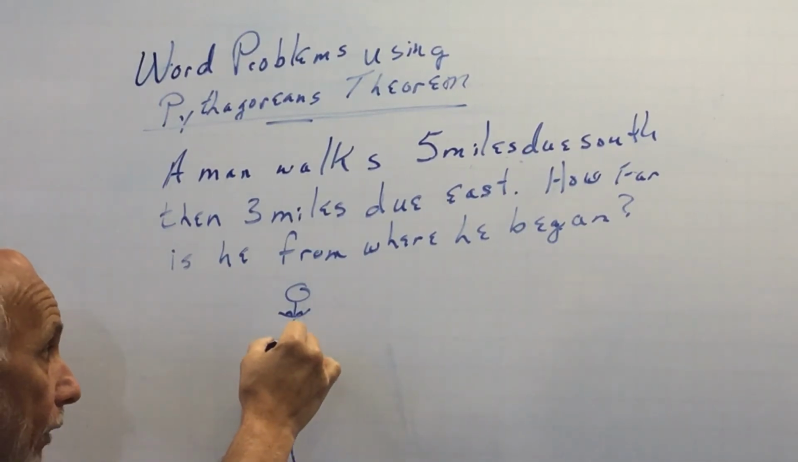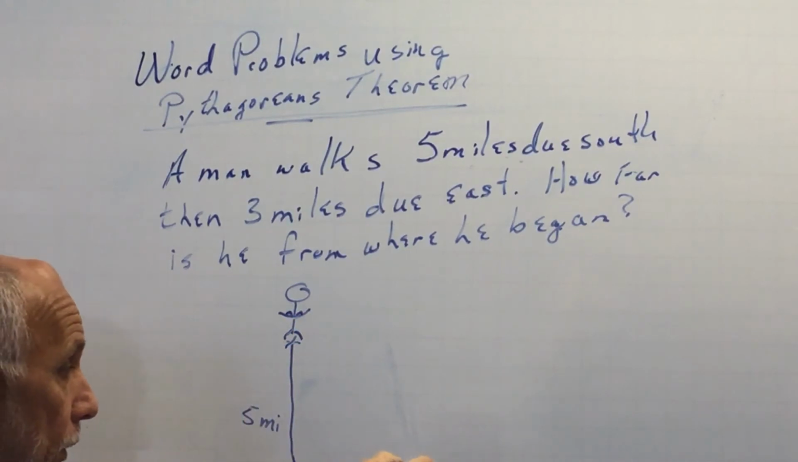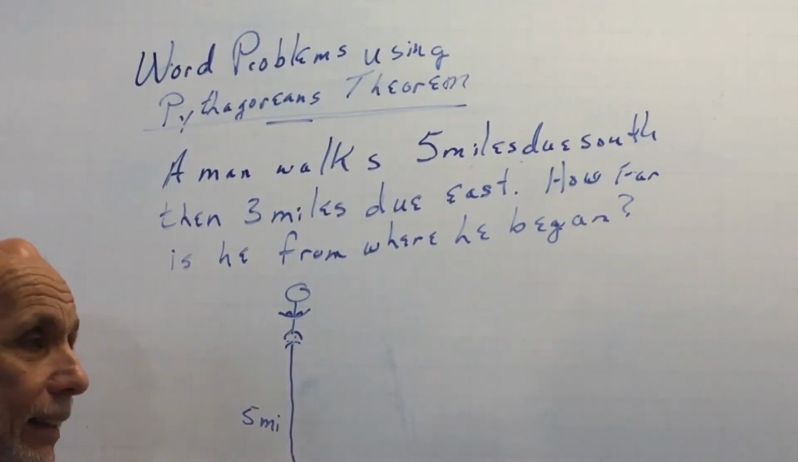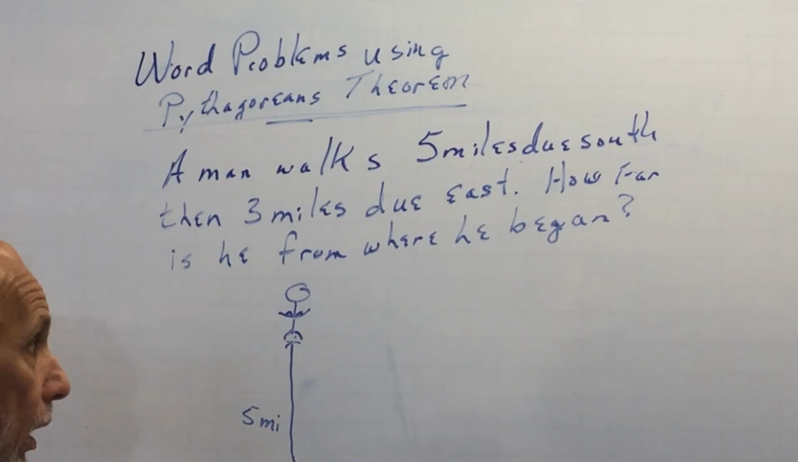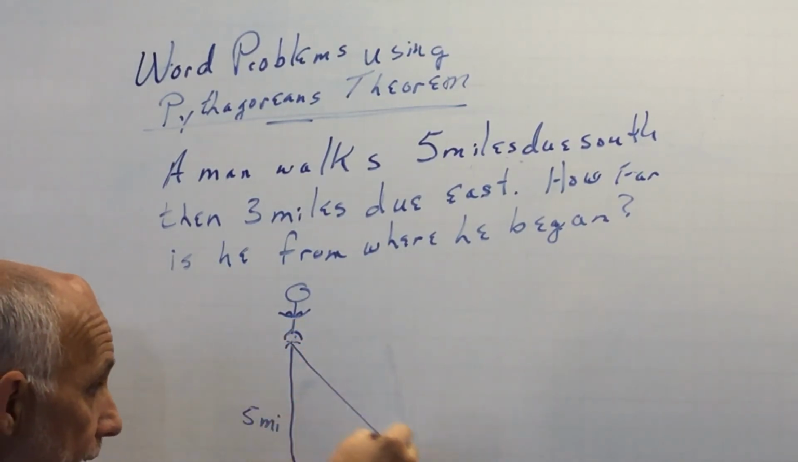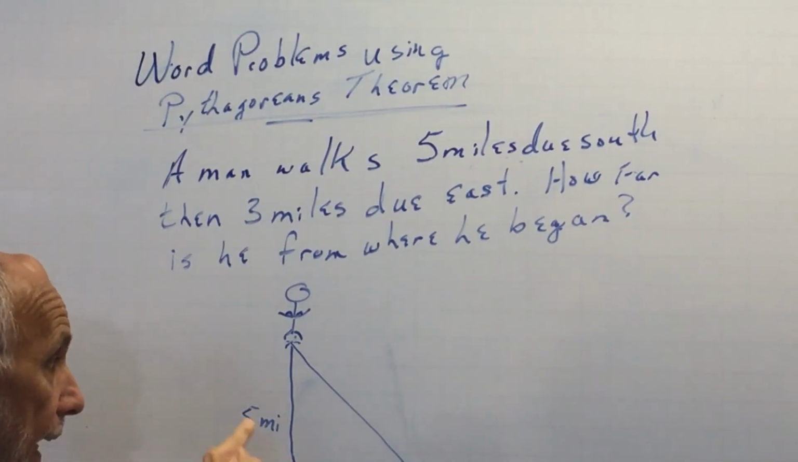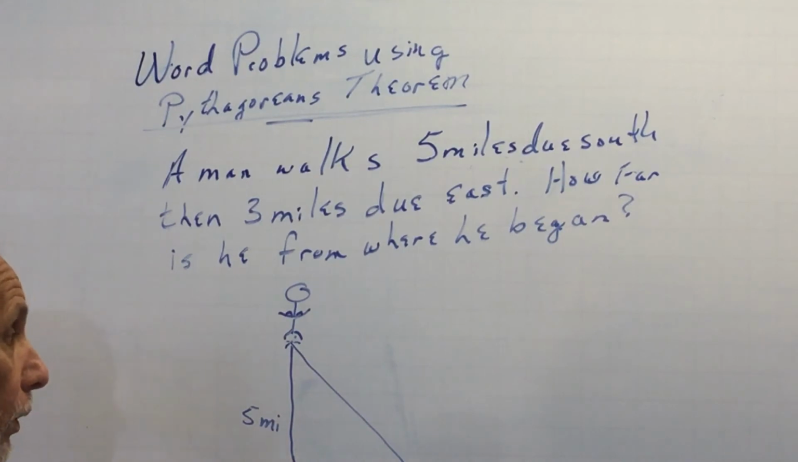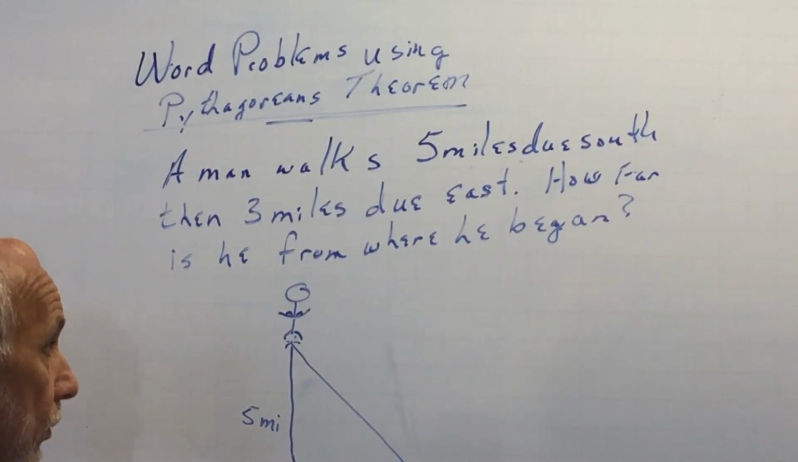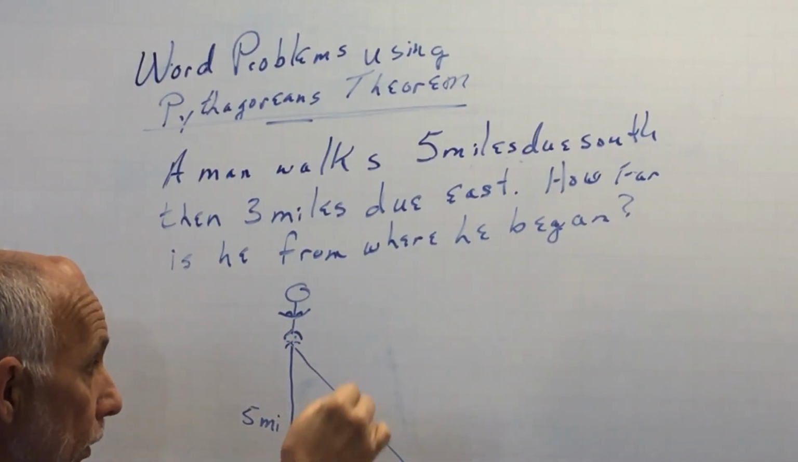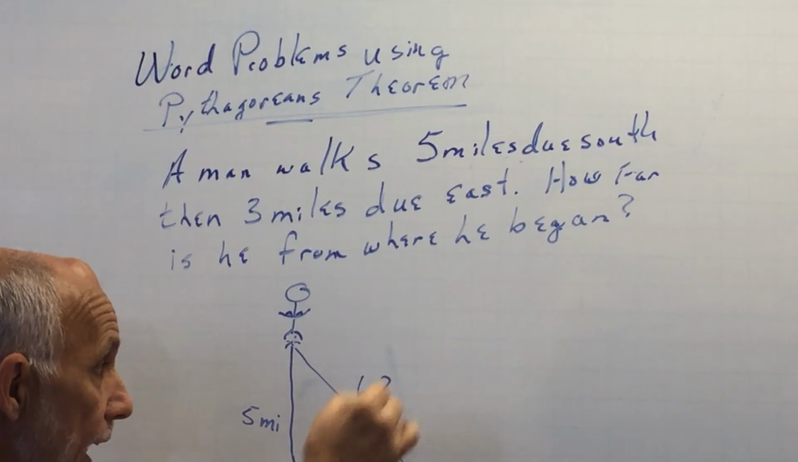So now I want to know how far it is from where I started to where I ended. And you go, well, Mr. Due, 5 and 3 is 8. I didn't say how far did he walk. I want to know the distance from here to there. And now, can you see your right triangle? Yes. And now the question is, are you looking for the hypotenuse or are you looking for the leg? And the answer is, you're looking for the hypotenuse this time because you're looking for the long side.